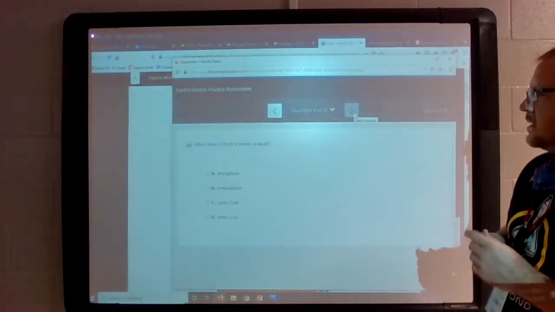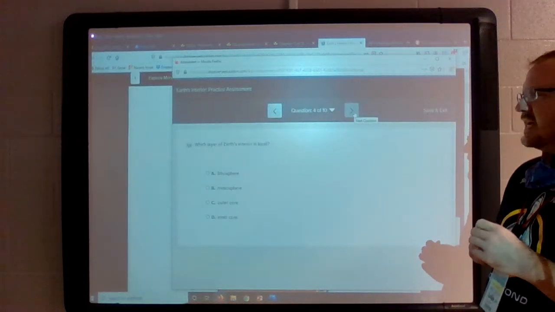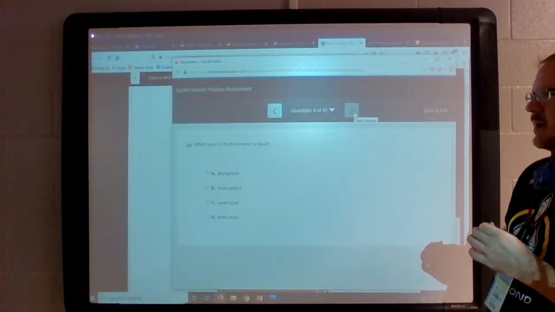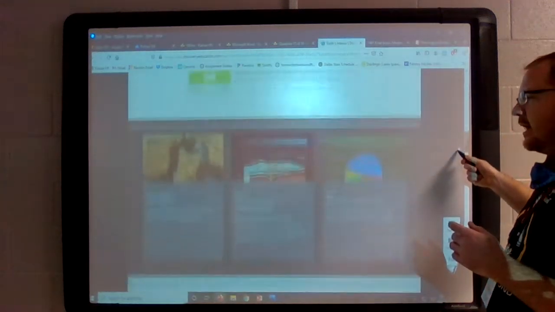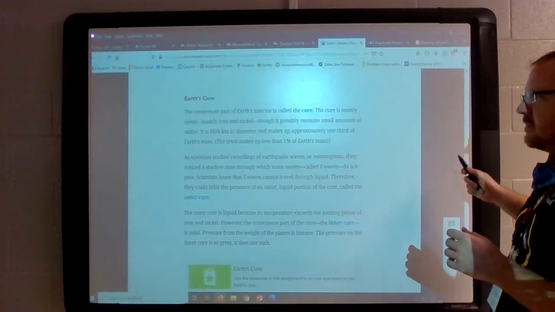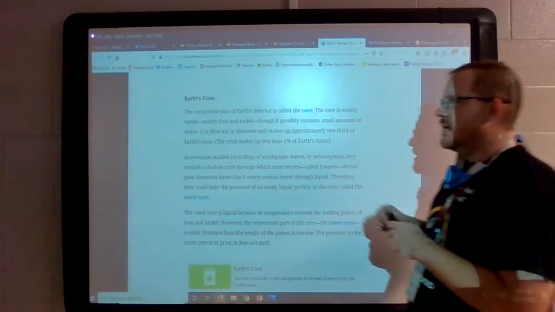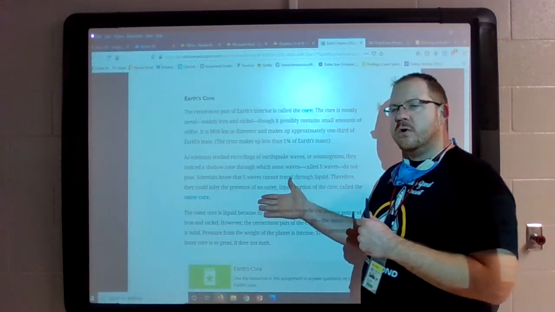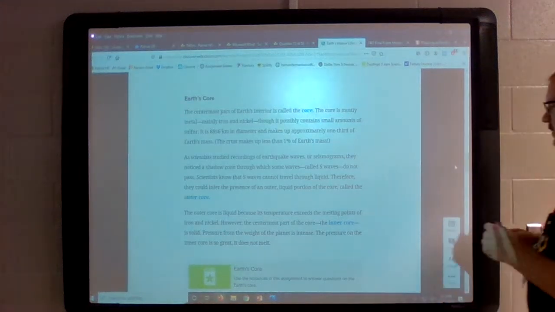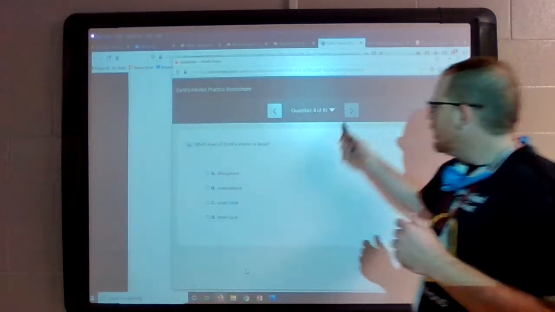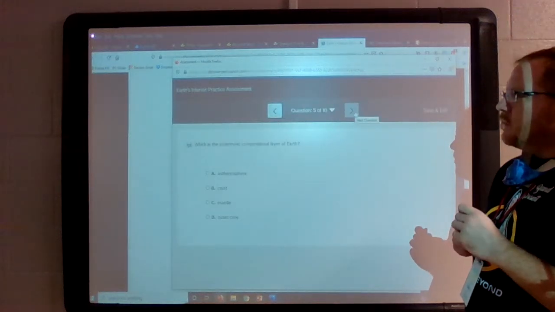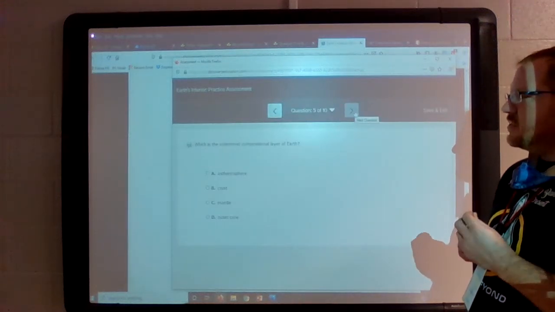Number four, which layer of the Earth's interior is liquid? And so if you go down here and read through all these, you're probably going to find this answer in the Earth's core. And so is it the outer core that's liquid or the inner core that's liquid? Do a little bit of reading and find out. Number five, which is the outermost compositional layer of the Earth?